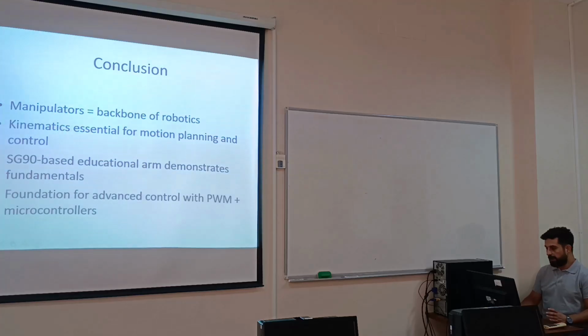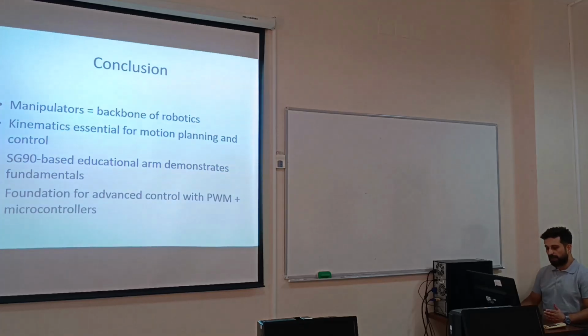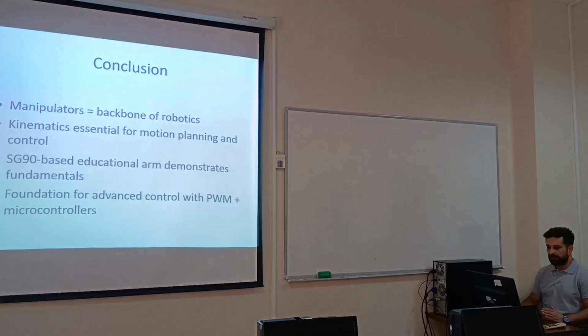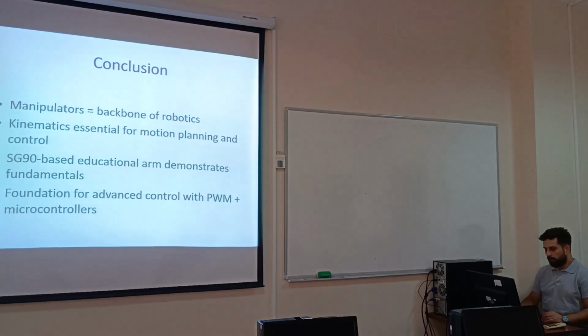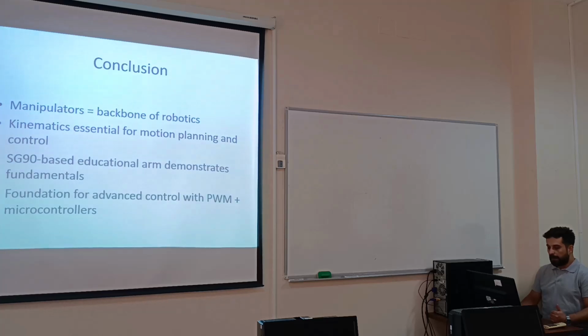To conclude the topic, robotic manipulators are indispensable in modern robotics. Their ability to perform precise, repeatable, and complex movements is based on the principles of kinematics. Forward kinematics allows us to determine where the end effector is given certain joint angles, while inverse kinematics allows us to compute the joint angles required to reach a target position. In our demonstration, we saw how even a simple robotic arm with SG90 servo motors can clearly illustrate these concepts by rotating joints and controlling servo angles through PWM signals. We directly connected mathematical theory to physical reality.